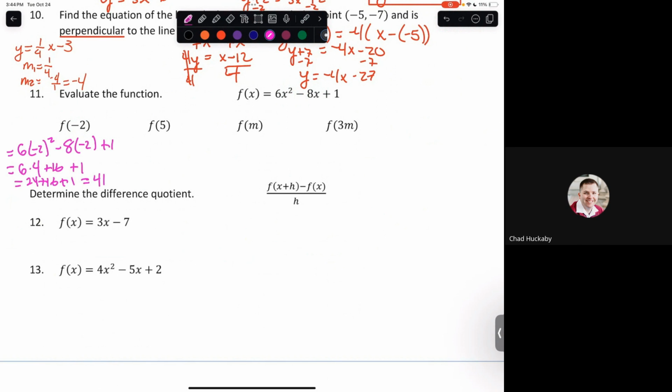What if we plug in 5? Same story. 6 times 5 quantity squared minus 8 times 5 plus 1. 5 squared is 25, so 6 times 25 minus 40 plus 1. 6 times 25, I need some help there on that one. 150. 150 minus 40 plus 1. 150 minus 40 is 110 plus 1, or 111.